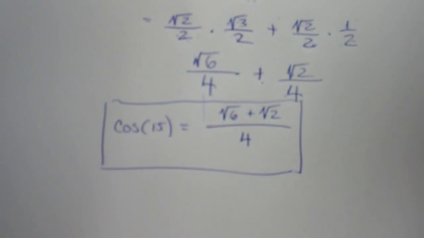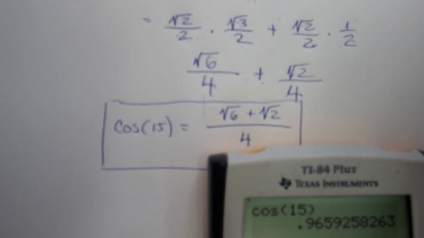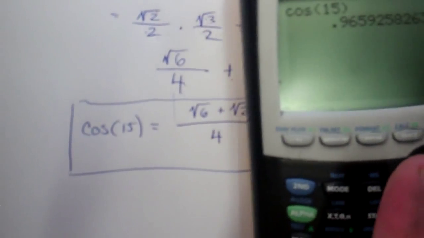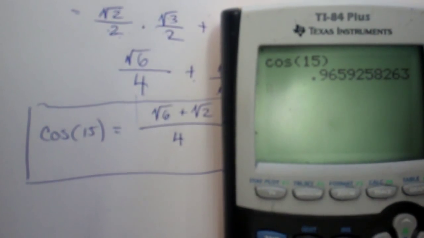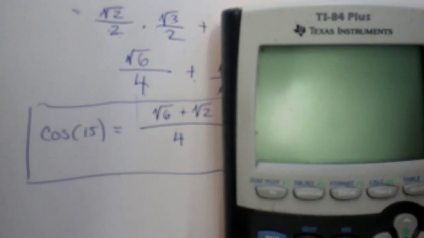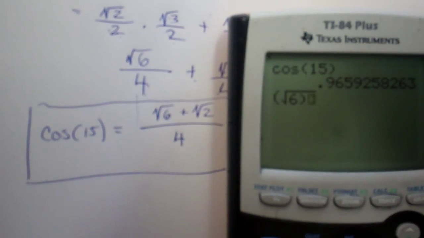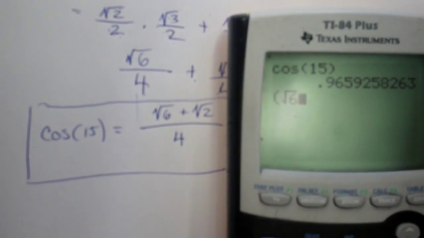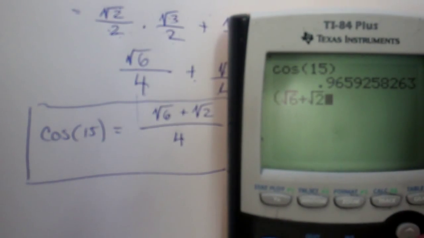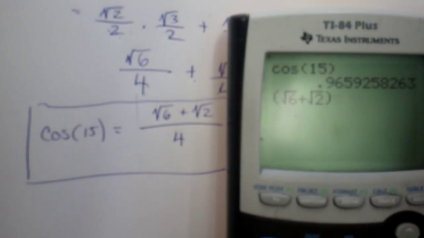In fact, let's check that. Earlier I showed you on the calculator this approximate answer. The cosine of 15 is 0.9659, etc. Let's type in what we have here very carefully using parentheses to make sure that we do the correct order of operations. So this is parentheses, radical 6, and then we've got to add, oops, I'm going to clear this out. So there's our radical 6, and then we would like to add to that radical 2. And then we can close this parentheses, and we'll divide that all by 4.